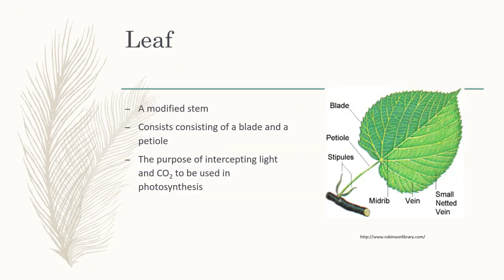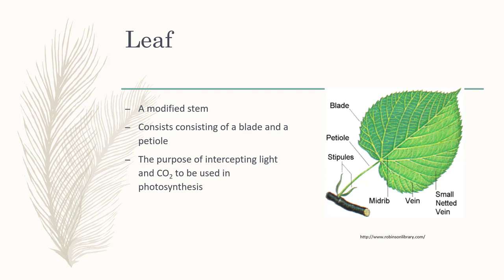Okay, so leaves are a modified stem. They consist of a blade and a petiole, and the purpose for them is to intercept light and CO2 to be used in photosynthesis. So here we've got the blade. The petiole is the stem between the branch and the leaf.